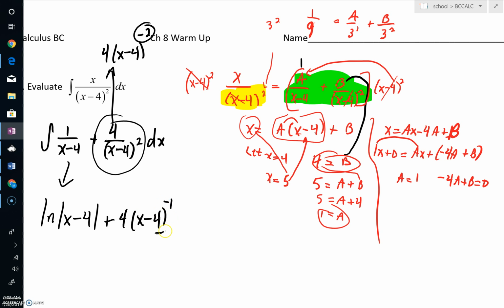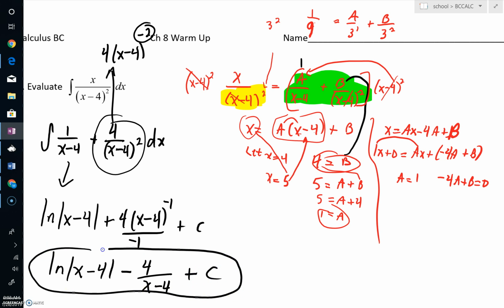But then we'd have to divide by that new power also. And it would only take you a moment to rewrite it in a slightly nicer form. The 4 divided by negative 1 is a minus 4, but this x minus 4 can actually come down to the denominator, and that would be a nice partial.